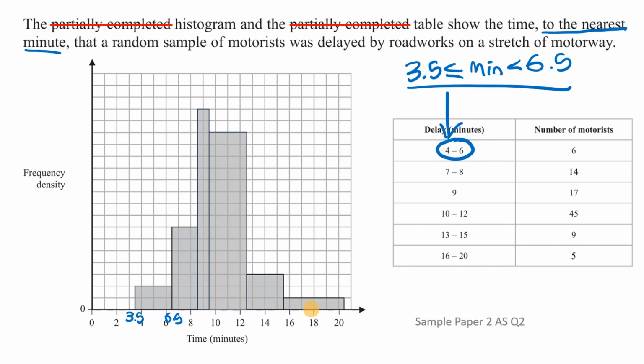I just wanted to mention this because they quite like asking questions about this, and it's something that students miss out on a lot. If it's rounding to the nearest minute, there is a good chance this here is not the true interval, this here is, and it's represented in the bars in the histogram.